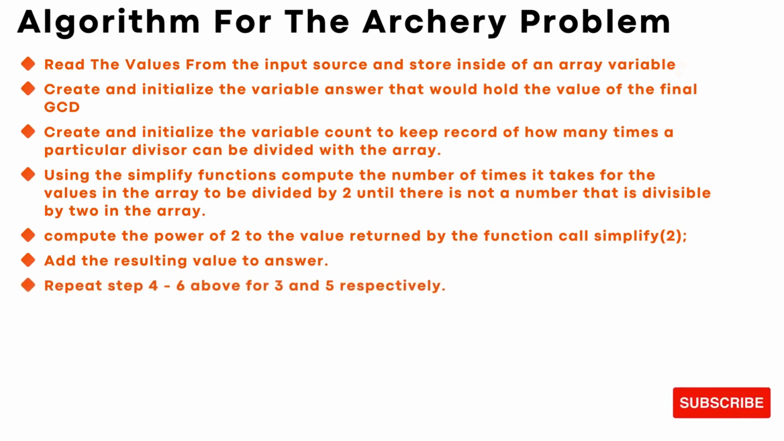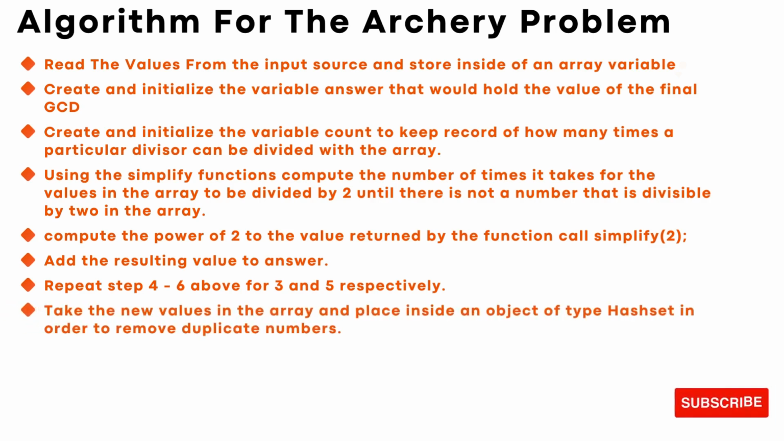We repeat step 4 to 6 above for 3 and 5 respectively. So when we calculate for the LCM of a number, we use 2, 3 and 5 at first to make sure that we have successfully divided all the numbers with the very base prime numbers, which are 2, 3 and 5. And we take the new values in the array and place them inside an object of type hash set in order to remove duplicate numbers.